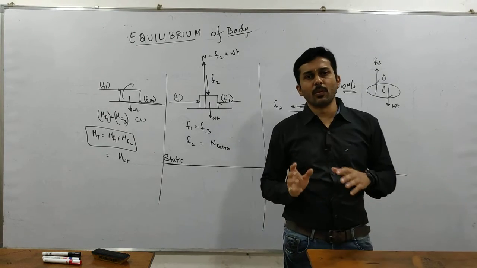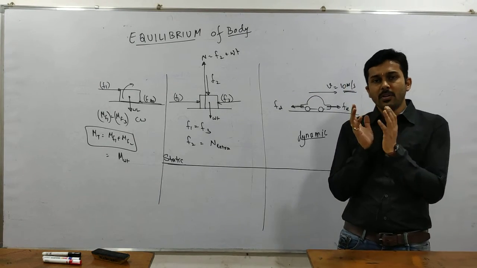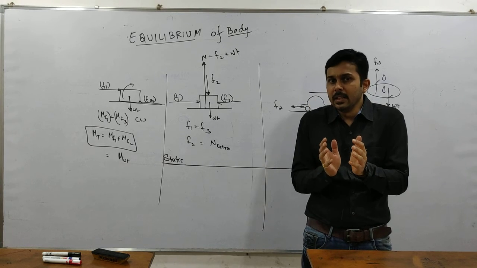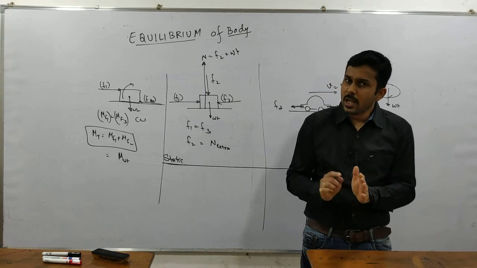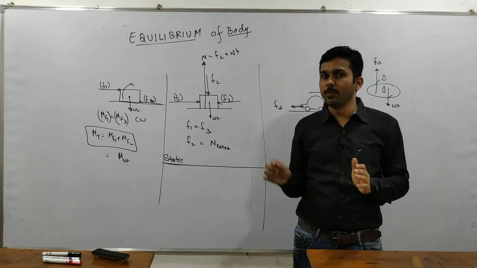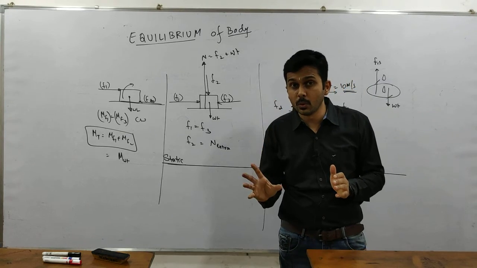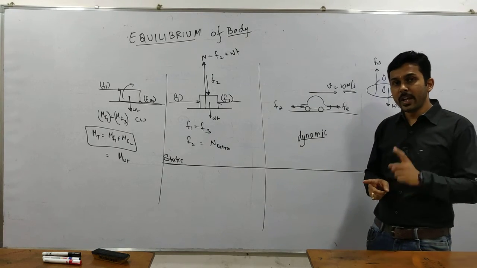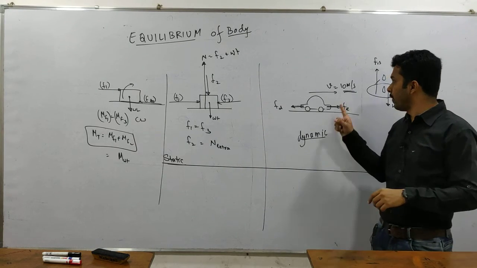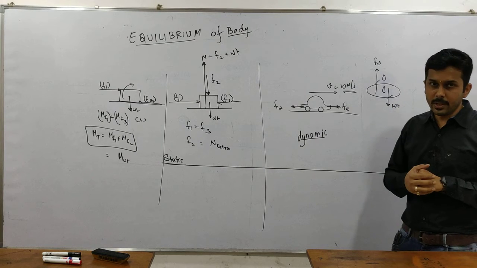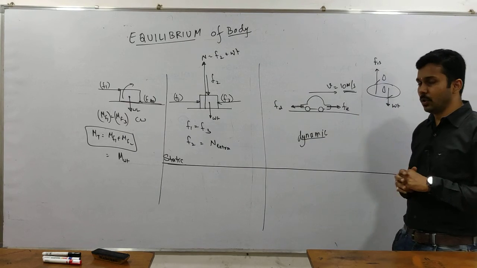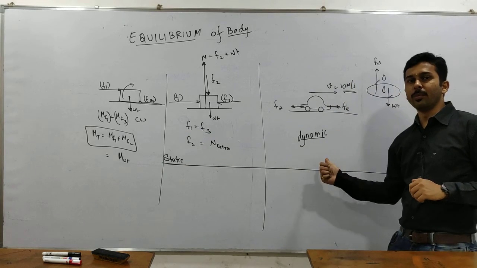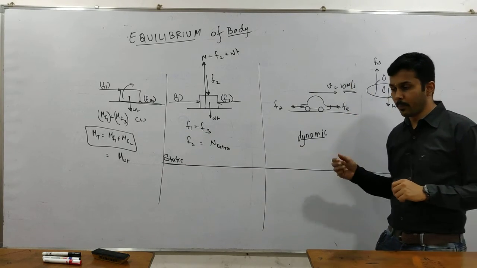What is static equilibrium? What is dynamic equilibrium? When we talk about static equilibrium, the body is at rest and the sum of all the forces is 0 and the algebraic sum of all the moments is also equal to 0. But when we talk about dynamic equilibrium, is the body at rest? No, the body is moving with a constant velocity and the net force is 0. Is the moment condition applied here also? Yes, the net moment is also equal to 0.